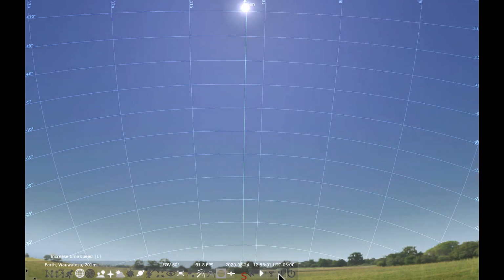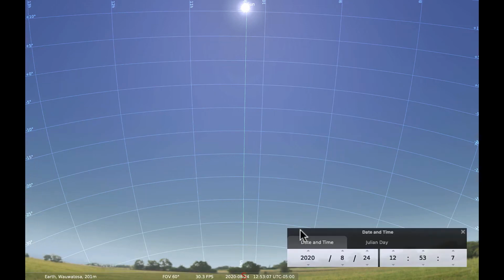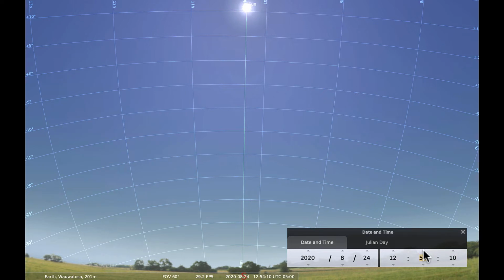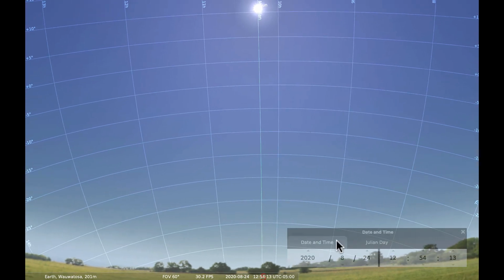Okay, so that looks like it passed our local meridian right around, I'll open the date and time window, right around 12:53, 12:54, around there, okay? And once again, it is August 24th right now.